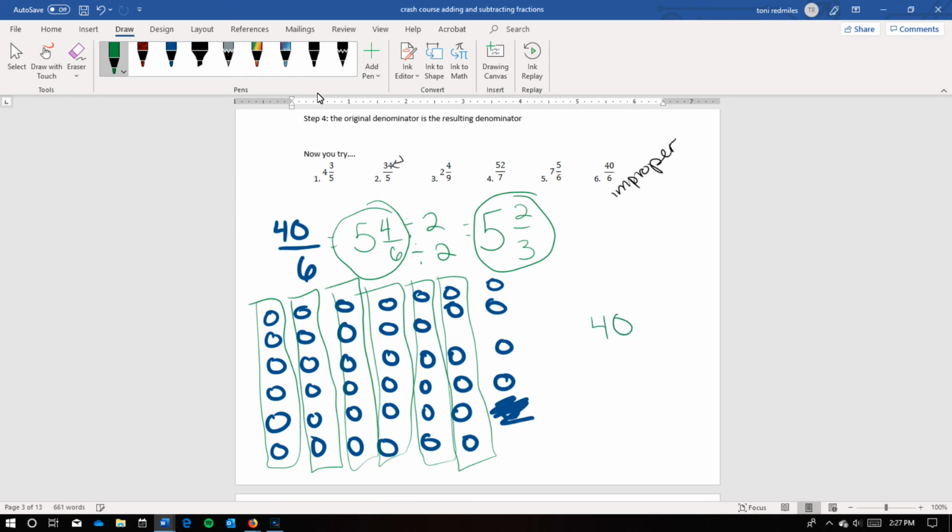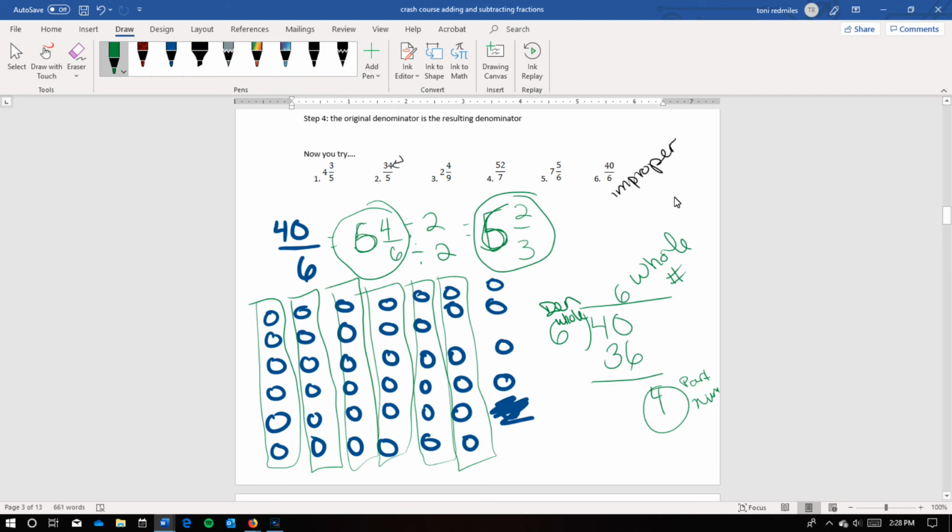Another way I can solve this is by dividing. 6 goes into 40 6 times, which is 36, leaving me with 4. This is my part or numerator. This is my denominator or whole, and this is whole number. I said 6, but I wrote 5. Sometimes I goof. Sometimes I say it, but my brain is working on something else in my head, and I write the wrong thing. It's called mommy brain.